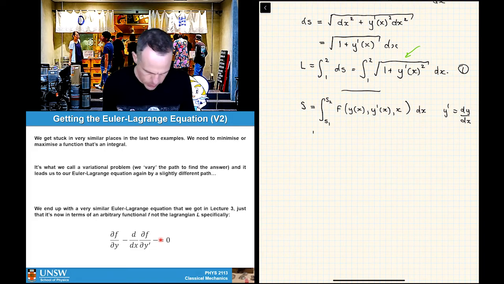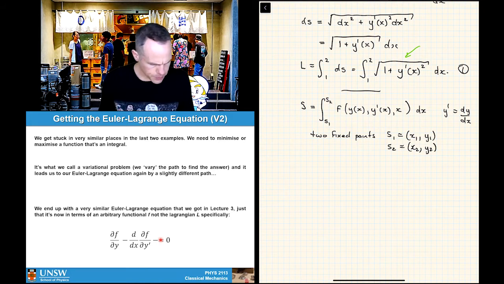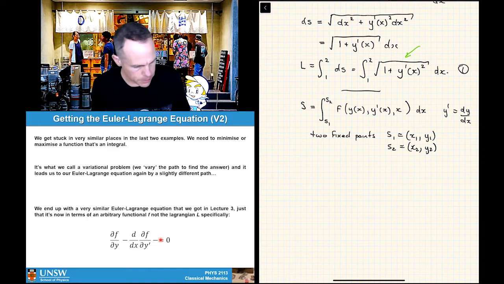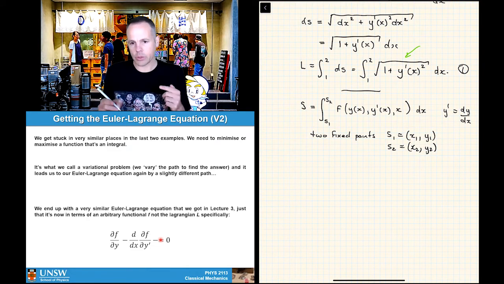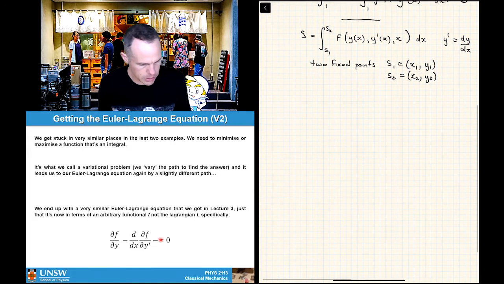And so we have 2 fixed points here. We've got S1, which is just x1, y1, and an S2, which is just x2, y2. And we know that y of x1 is going to be y1, and y of x2 is going to be y2. Okay, so we're just mapping as you normally would with functions in this particular case.